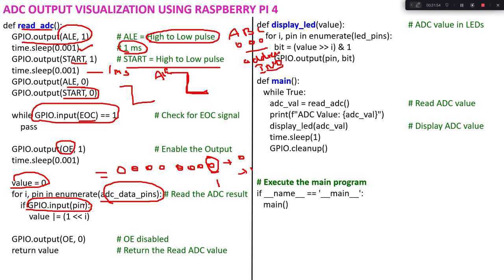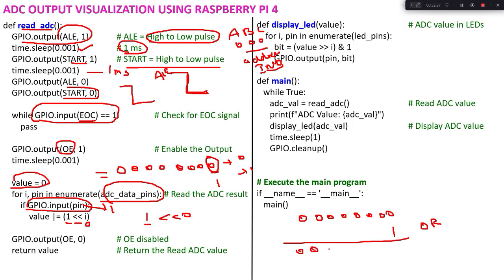If the input is 1, in that case what do I do? I take 1 left shift by 0. So I am going to do left shift by 0 times. When the for loop runs for the first time, the I value will be 0, which means I am going to OR this value with the original value. My original value is 0, 0, 0, 0, 0, 0, 0, 0. Now I take 1 and do the OR operation, then my value will be 0, 0, 0, 0, 0, 0, 0, 1. So this will come as an output in my value.